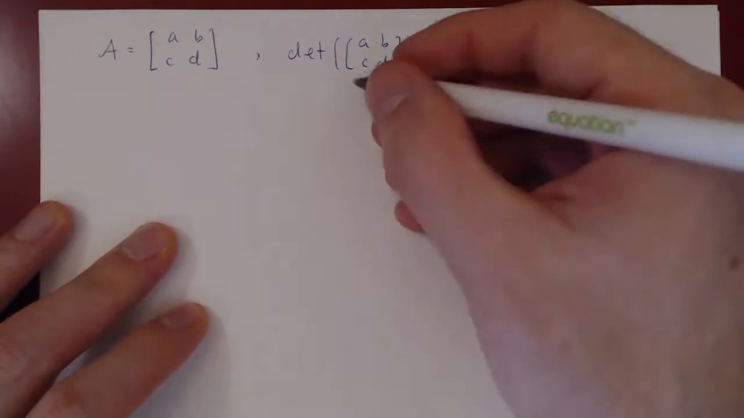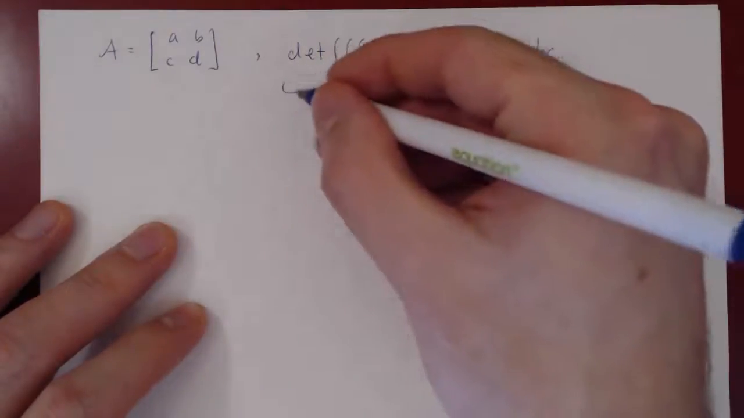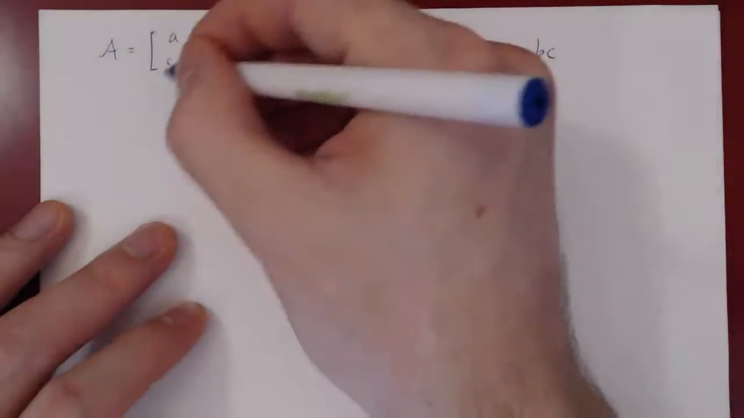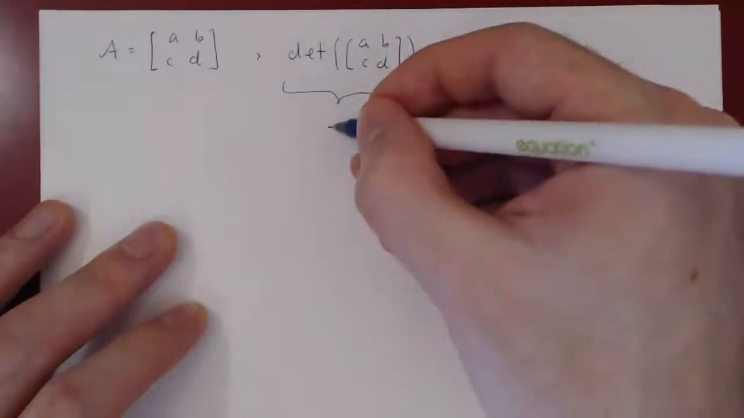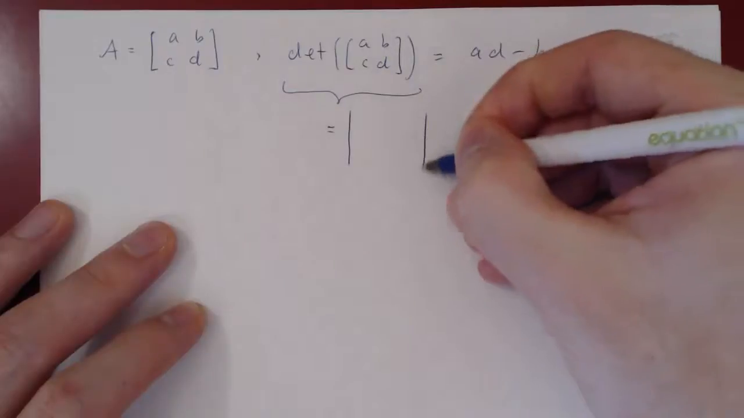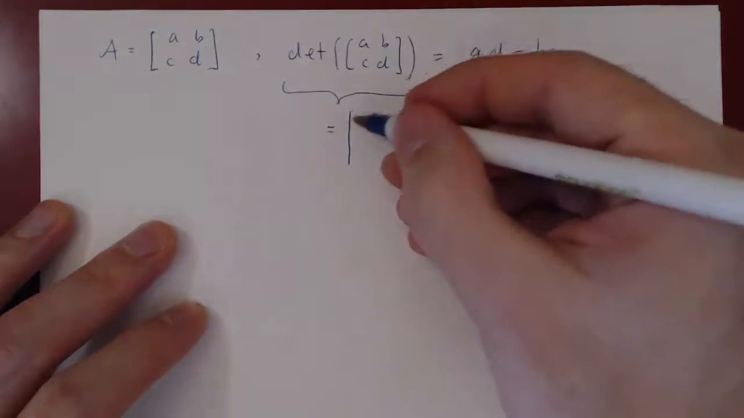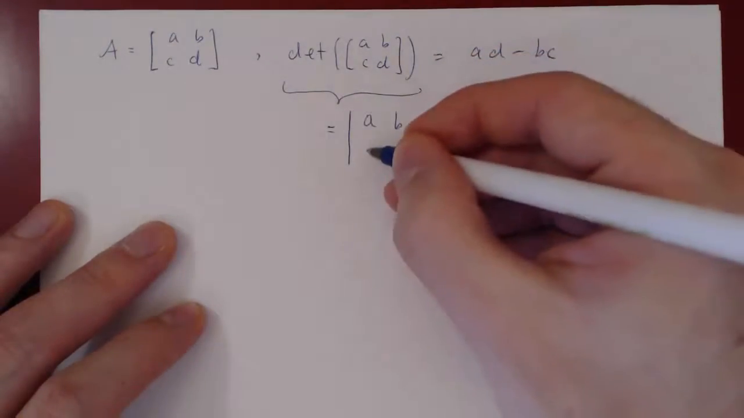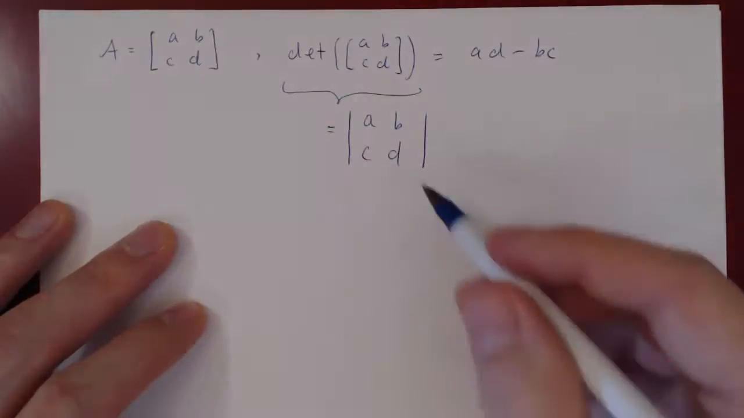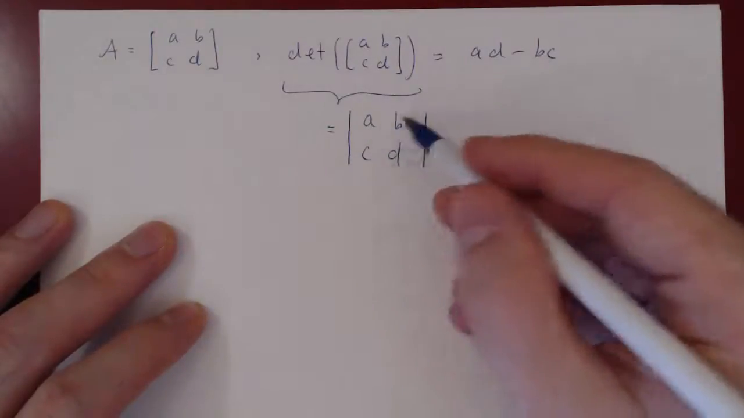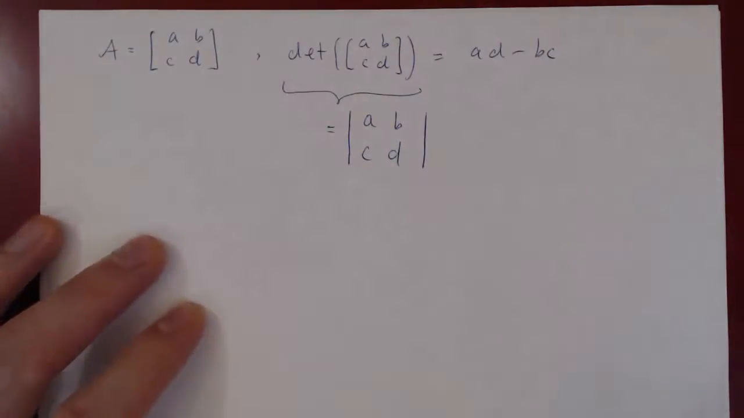We also sometimes will rewrite the determinant. Instead of using square brackets around the matrix, we'll use large vertical bars without square brackets. And if we write this, this means the determinant of the matrix ABCD. It's another way of writing it.